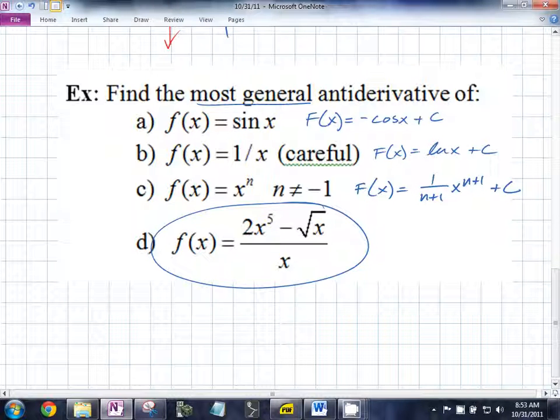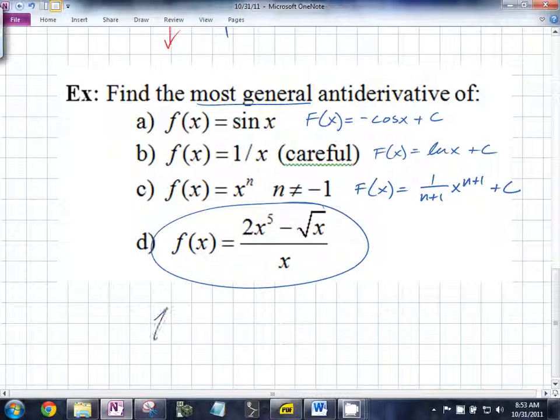My point is, you might think to yourself, I need to use the quotient rule to differentiate this. What about undoing the quotient rule? Will we learn how to undo the quotient rule? Yeah, we will. We're going to learn how to undo the power, product, and chain rules. It gets a little complicated, but in this case, you don't need to do that, because you just simplify first.